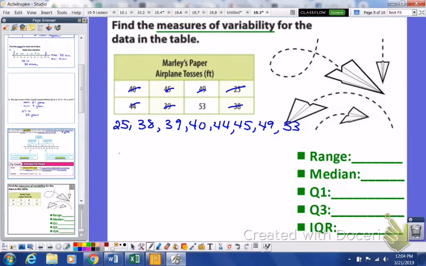Okay, so our range, max minus min, so 53 minus 25, now that they're in order, gives us 28 feet. Our median, I know I have 8 numbers, so we have to go in between these two.